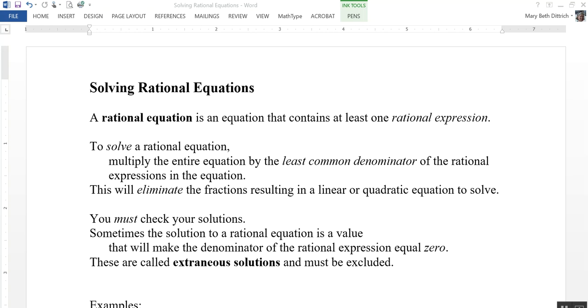You must check your solutions because sometimes the solution to a rational equation is a value that will make the denominator of the rational expression equal to 0. These are called extraneous solutions and must be excluded. Let's take a look at several examples here.